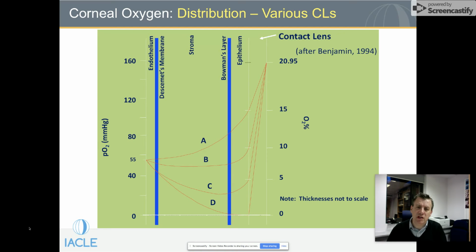What you can see here is that lens A has a minimal impact on the oxygen partial pressures throughout the cornea. The profile there for lens A is not very different than what we saw on the previous slide for open eye conditions. And lenses B, C, and D show progressively poorer oxygen transmissibility of the lens, such that in D, we're just about getting to a hypoxic state in the corneal epithelium, because the level of oxygen is at 0 millimeters of mercury.